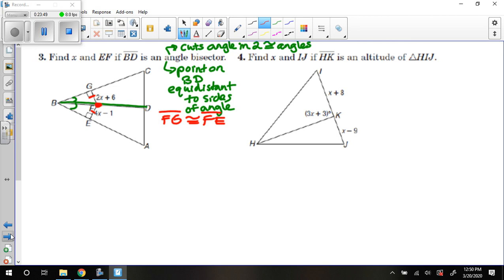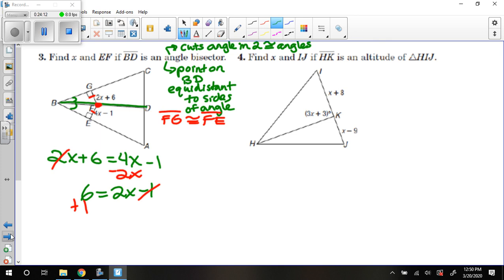Since I know those are congruent, that's where my equation is going to come from. So 2x plus 6 is equal to 4x minus 1. I can subtract 2x, and I get 6 equals 2x minus 1. Add the 1, and you get 7 equals 2x. And divide by 2, so you get x is 3.5.